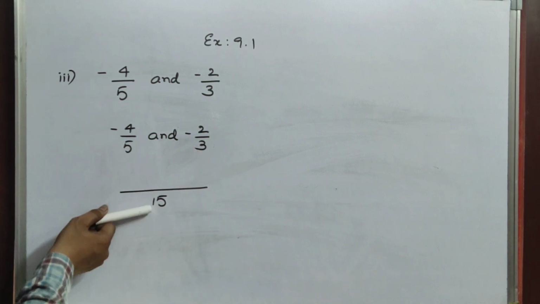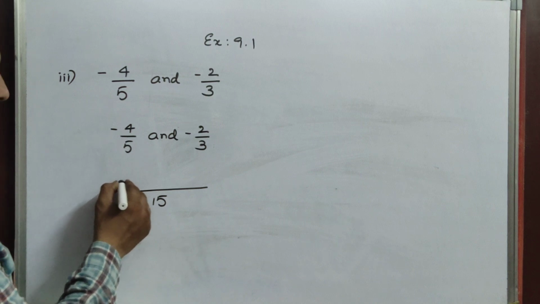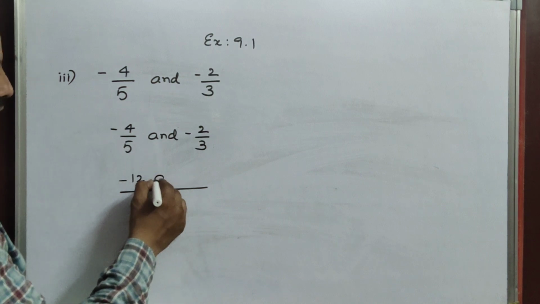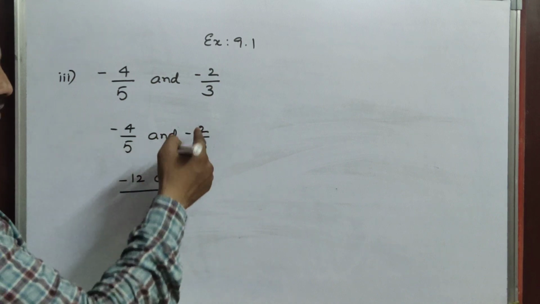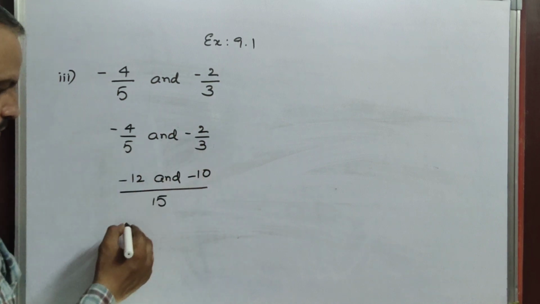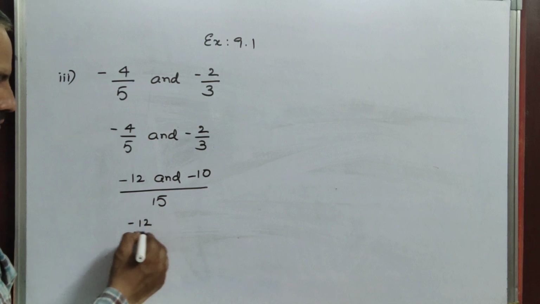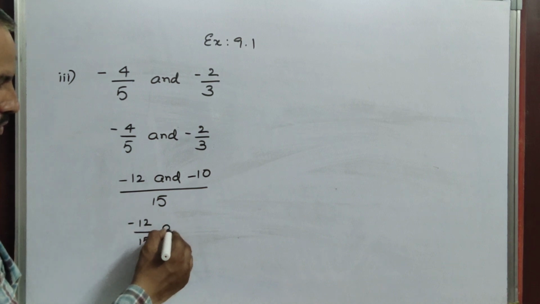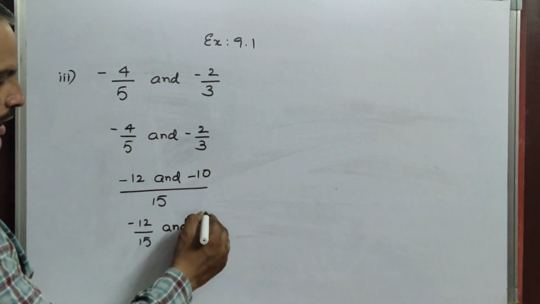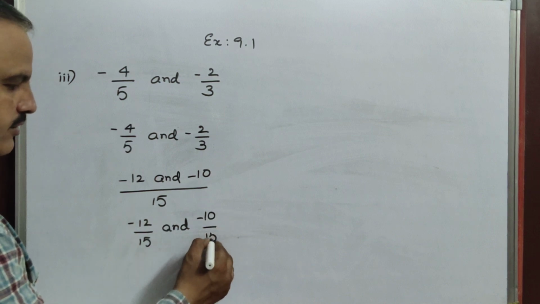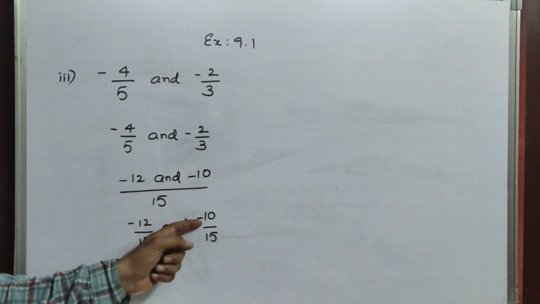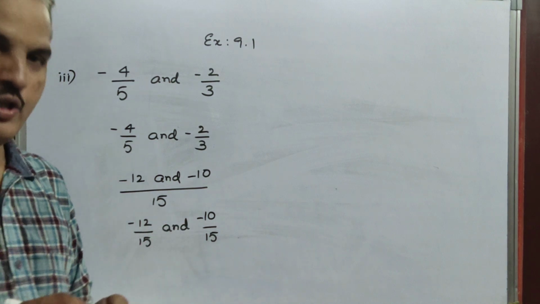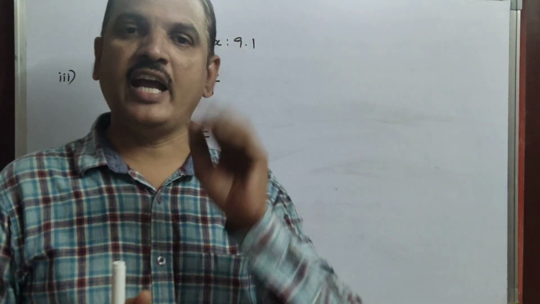For 5 and 3 the LCM is 15. 5 table to 15, how many times? 3. 3 4s are 12. And 3 table to 15, how many times? 5. 5 2s are 10. So minus 12 by 15 and minus 10 by 15. Now clearly observe here, minus 12 by 15 and minus 10 by 15. Now how many are asked? List 5 rational numbers.